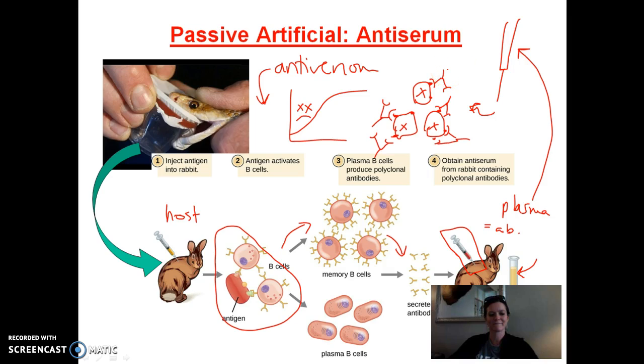So hopefully this helps you understand the 4 types of immunity that we can get, and let me know if you have any questions.